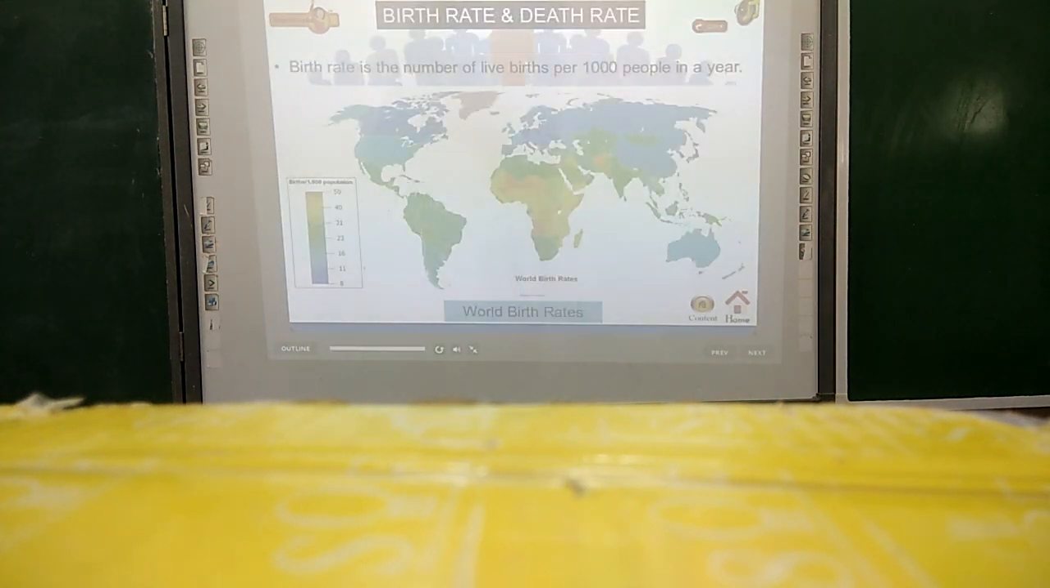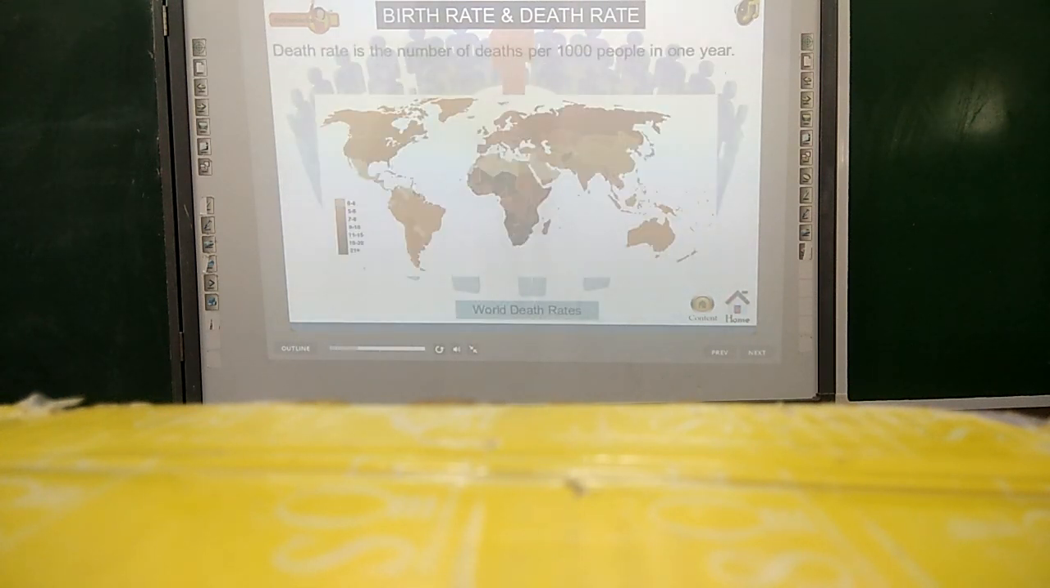Birth rate and death rate. Birth rate is the number of live births per 1,000 people in a year. Let us have a look at the map showing the birth rate in the world. Look here, children, the definition of birth rate. Birth rate is the number of new births per every 1,000 people. That means for 1,000 people, how many children are going to be born within a year.